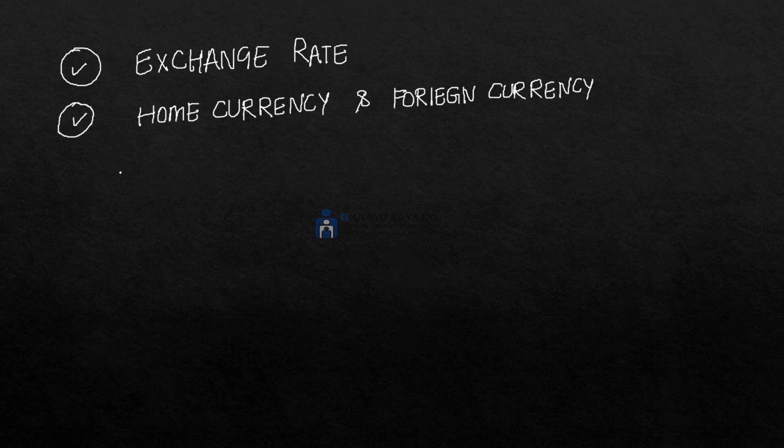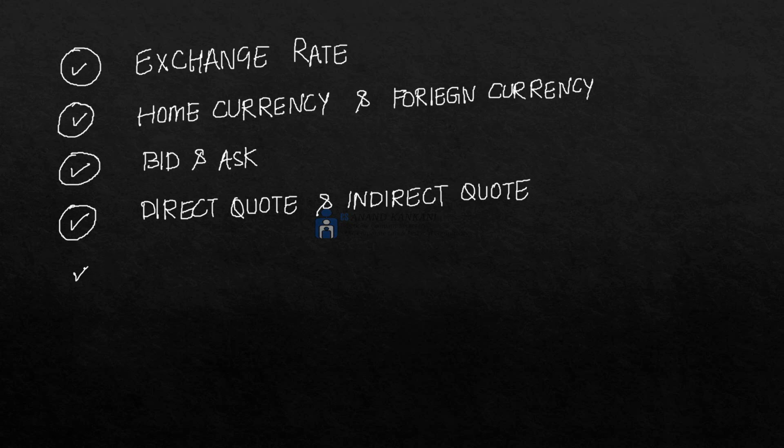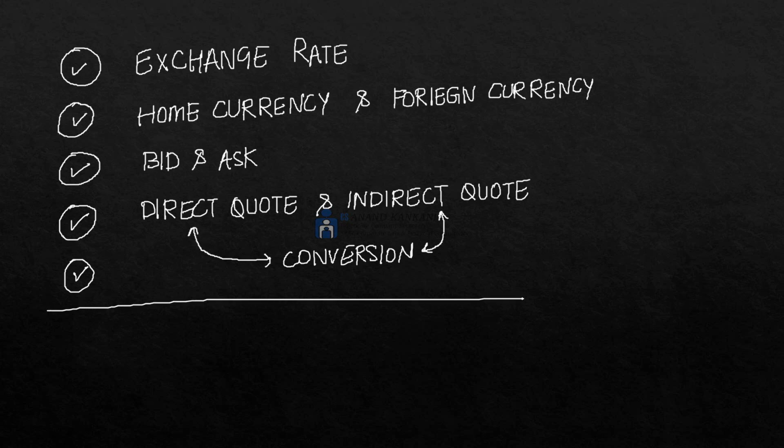We are going to discuss a couple of things related to foreign exchange. We will first understand what is called an exchange rate. Then we are going to understand the concept of home currency and foreign currency. Then we are going to discuss the concept of bid and ask. Then we'll cover direct quote and indirect quote, and how to convert a direct quote to an indirect quote and vice versa. All this we are going to cover in this video lecture.